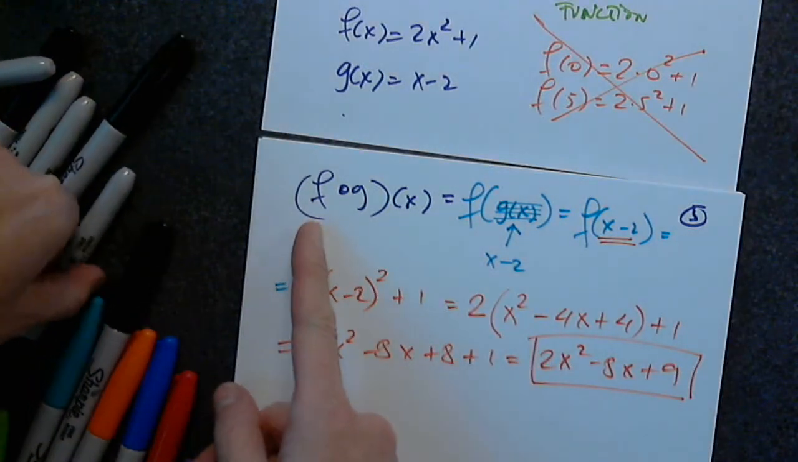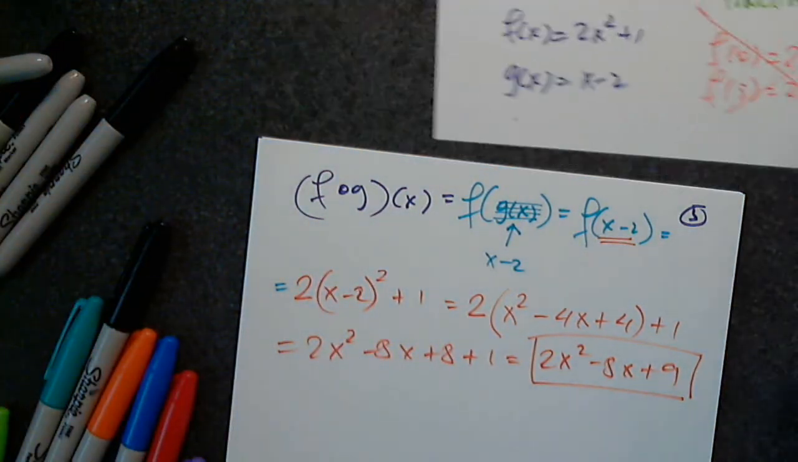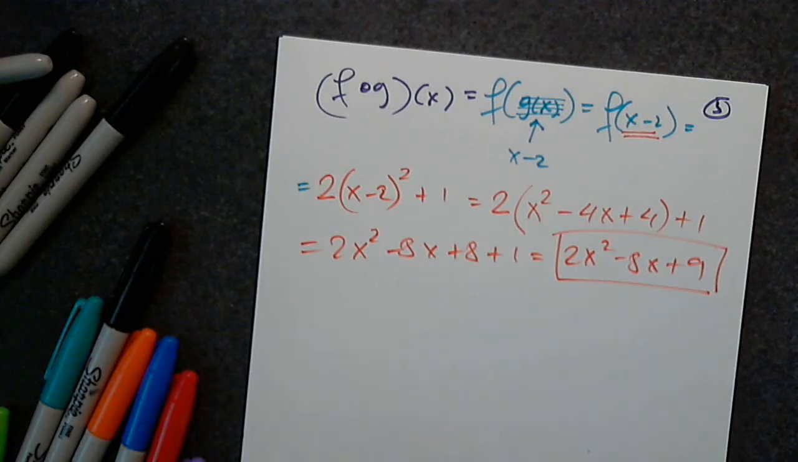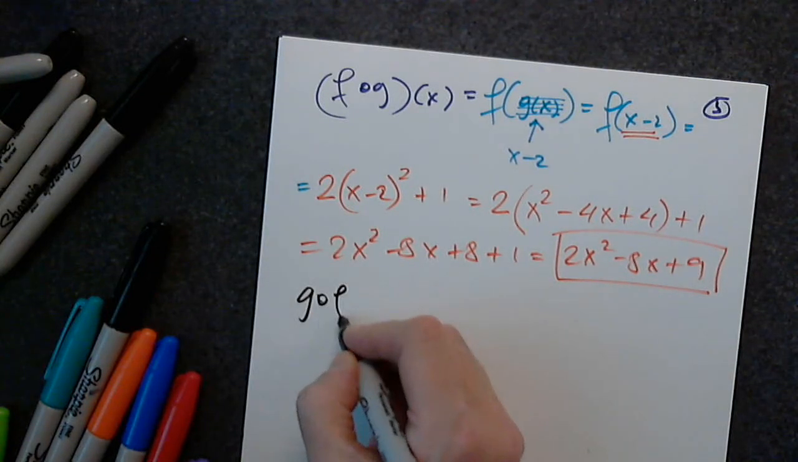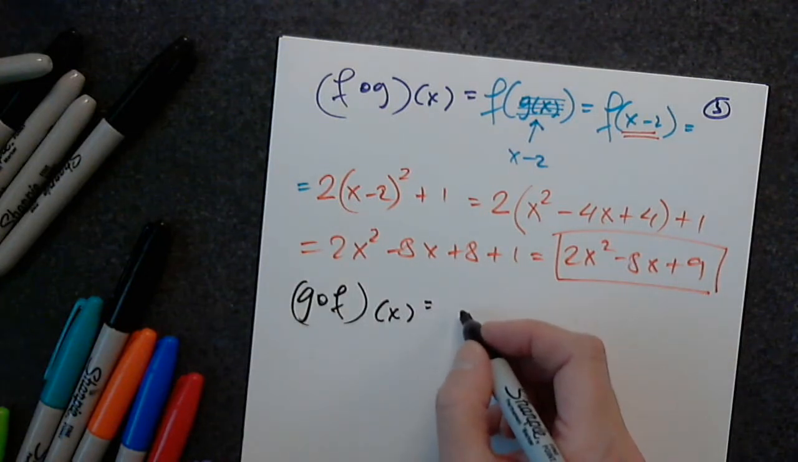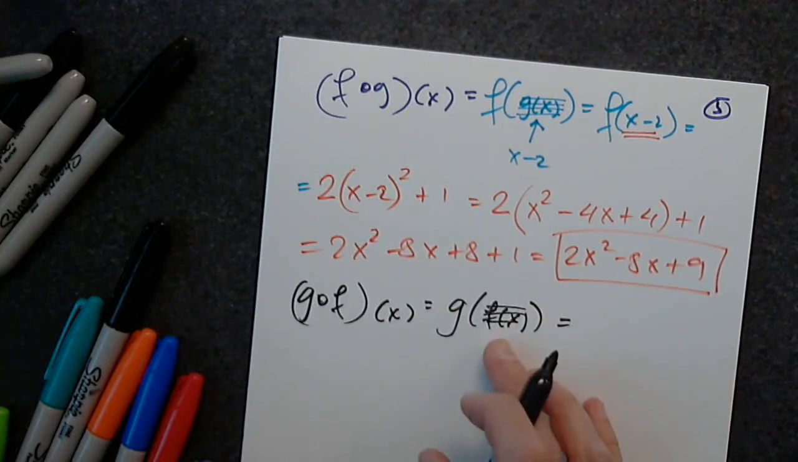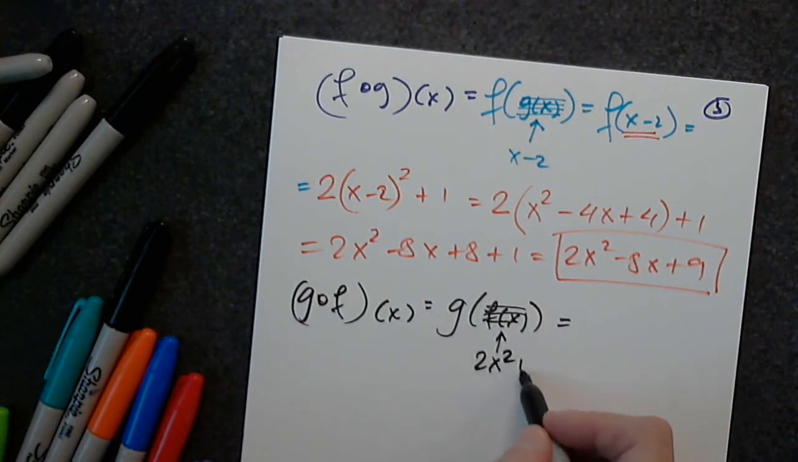Okay, how did we determine that? With g as the inner function and with f as the outer function. Now we want to do the other one. g composed with f, g comp f of x. Can anyone give us a definition? g of f of x. Don't cross it out like that, I'm making a point. This is 2x squared plus 1.